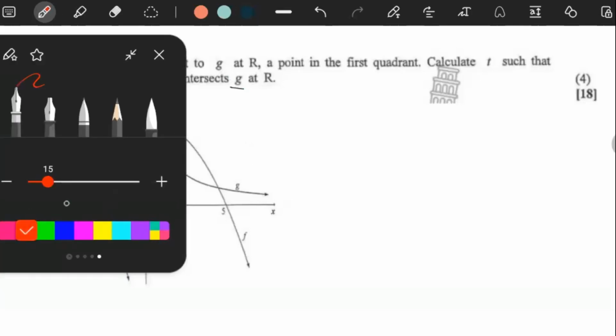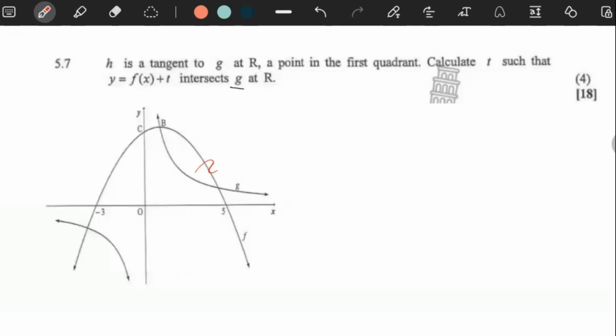But anyways, they said here, if h is a tangent to g, logically speaking, it means that h is this red line here. I need to draw this nicely. It's either this red line here or this red line over here. Both of these graphs can potentially be h. Furthermore, it says h is a tangent to g at r, a point in the first quadrant. So the moment it's a point in the first quadrant, it means that this one is out because this is the only first quadrant. And then it says calculate t such that this equation intersects g at r.